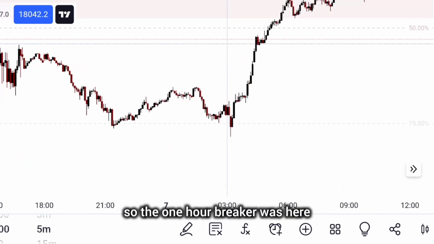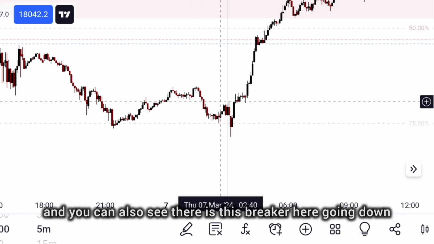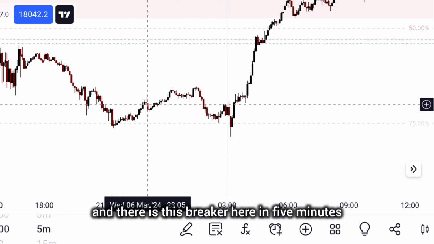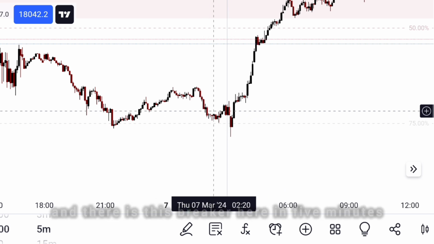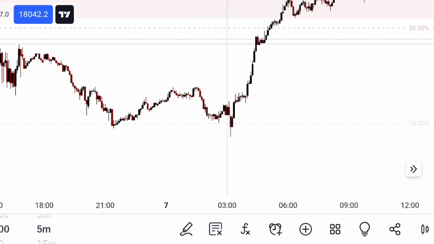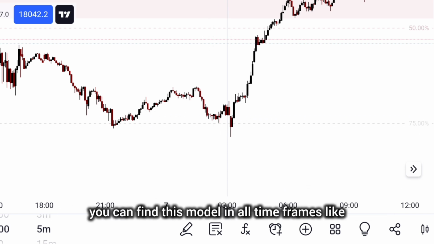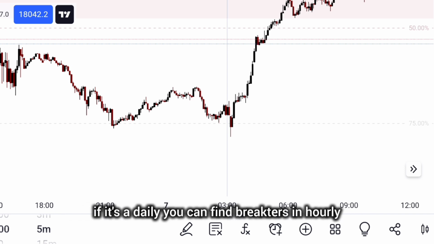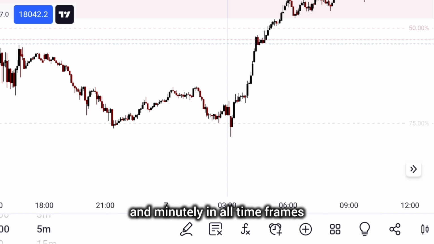So the 1 hour breaker was here, and you can also see there is this breaker here going down, and there is this breaker here in 5 minutes. So the more you go in lower time frames, the more breakers you can find. You can find this model in all time frames. Like if it's a monthly consolidation, you can find breakers in daily. If it's a daily, you can find breakers in hourly and minutely, in all time frames.